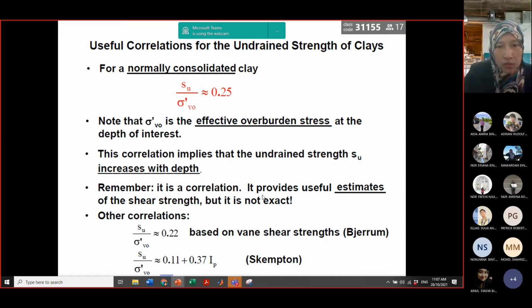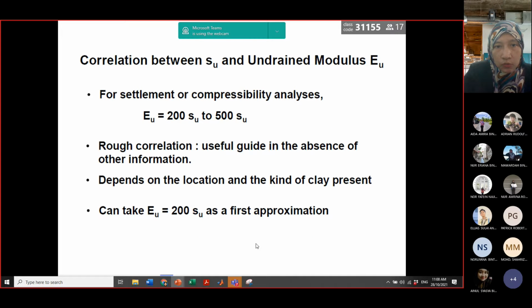So dalam case ni juga dia shows you that the consolidation settlement, IP, the influence line, immediate settlement, if you want to estimate the shear strength. But again, this is not the exact answer to be used as the parameter value input tu.